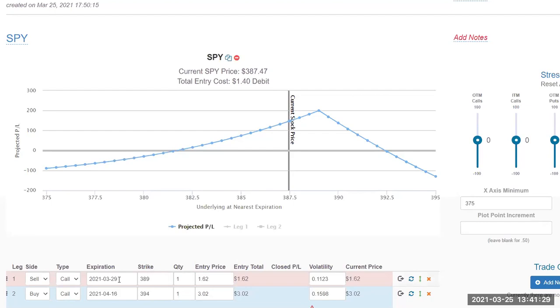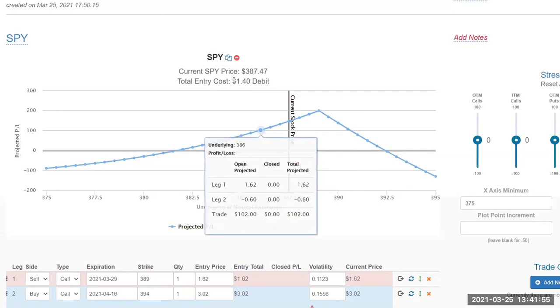So here's the process of a cash flow. Short 329, 389 call from 162, and I'm in a 4-16 expiration. Long 394. So it's a 5-point strike. We'll talk about that here in a second. And that's from 302. All right. So I created a $1.40 debit on the trade.